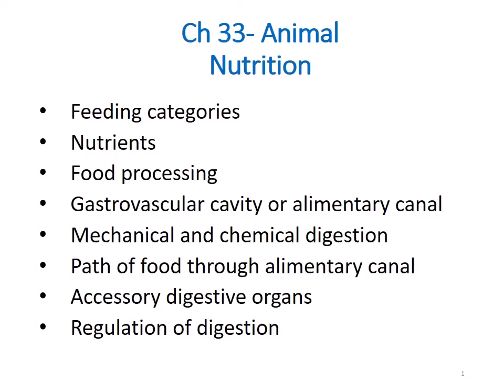All right, so chapter 33 is on animal nutrition. So we'll talk about feeding categories and nutrients and food processing, the difference between a gastrovascular cavity or an alimentary canal, mechanical and chemical digestion, the path of food through the alimentary canal, the accessory digestive organs, and regulation of digestion.